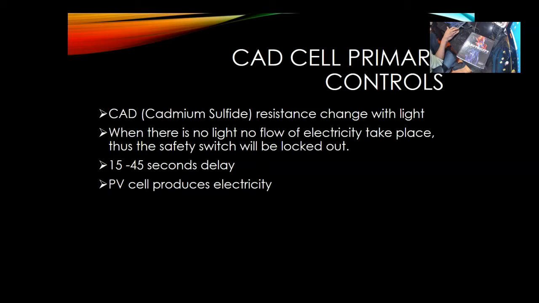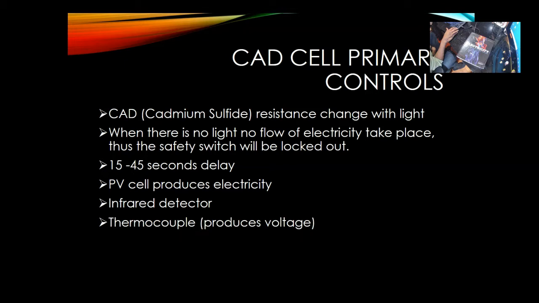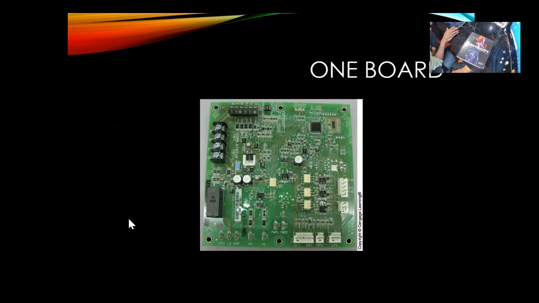There's a PV cell that can detect light, but PV operates differently than Catsail. Catsail changes resistance. The photovoltaic in the PV cell produces voltage, so that's different. There's also infrared detectors, and those detect different waves of light in the flame. Thermocouples, they produce voltage. So these are all ways to detect heat and light.